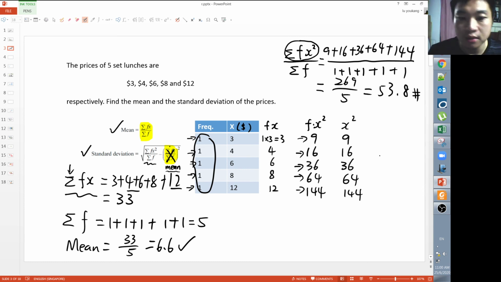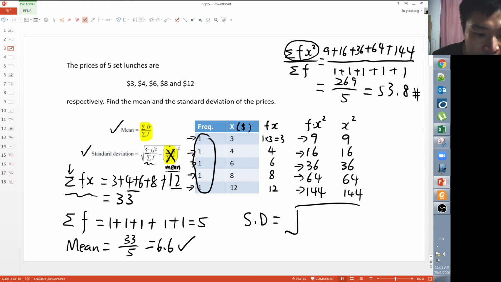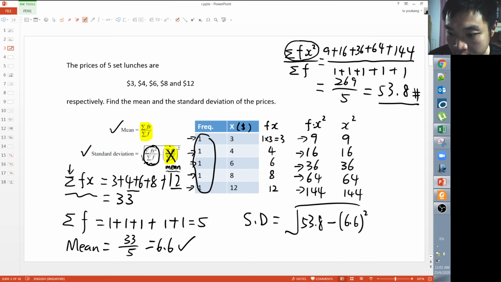Right? So your job is almost done. All you need to do is sub in the value. So the standard deviation, SD, is given by the square root. I hope you can see this first term inside the square root is given by this 53.8, minus your mean bracket square. Your mean is 6.6, so you have a square. By the way, the square is just applicable to your 6.6.